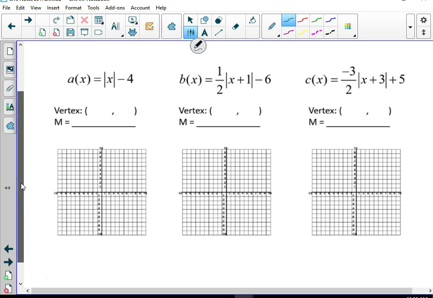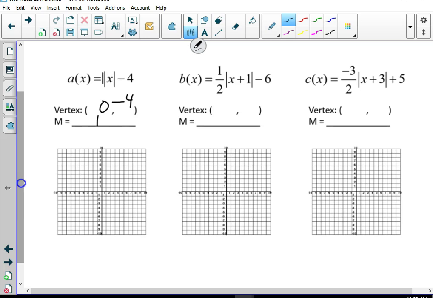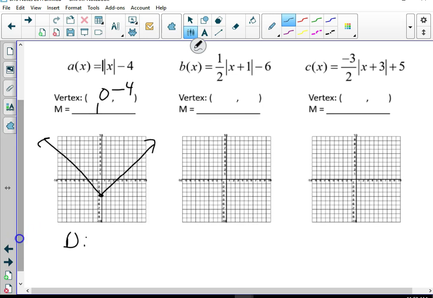Okay, what is my vertex? 0, -4. What's my slope? 1. So 0, -4, 1, 2, 3, 4. And it's going to be an easy one, because it's just up 1, right 1, and up 1, left 1. So this one, domain's not changing. My range, -4, and it's greater than or equal to that.